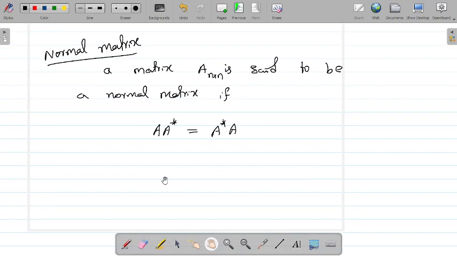Okay. So there is something special about these normal matrices. We'll discuss it later. And you do one thing, you try to construct an example for a normal matrix. So you take it as homework. That can be 2 by 2 or 3 by 3.